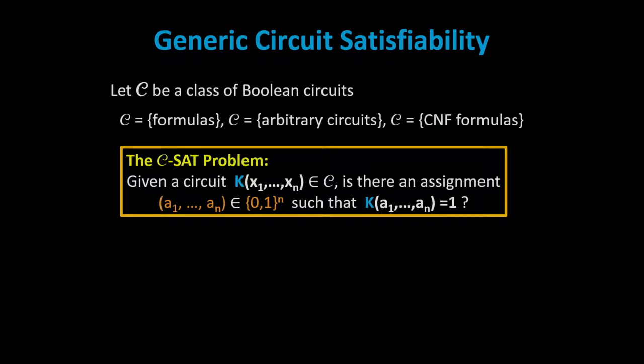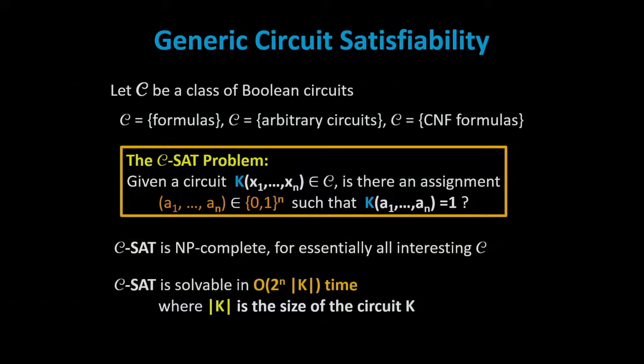In general, we'll have a CSAT problem, which says, given a circuit K from that class, is there an assignment to the inputs, the n inputs of the circuit, that makes it print 1? Okay? So you could have K-SAT, which is for K-CNF, formula SAT, which is for formulas, and so on.